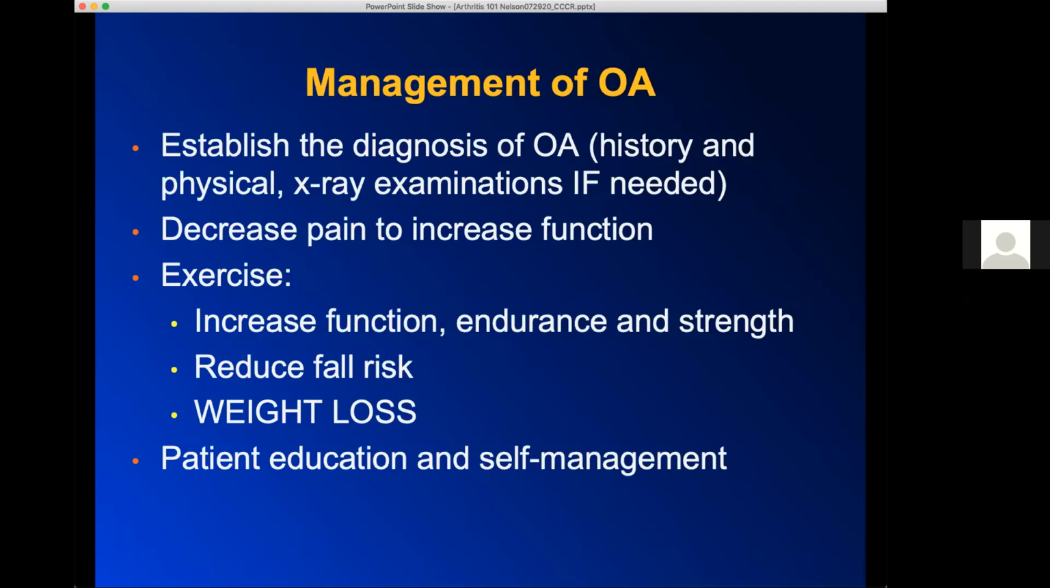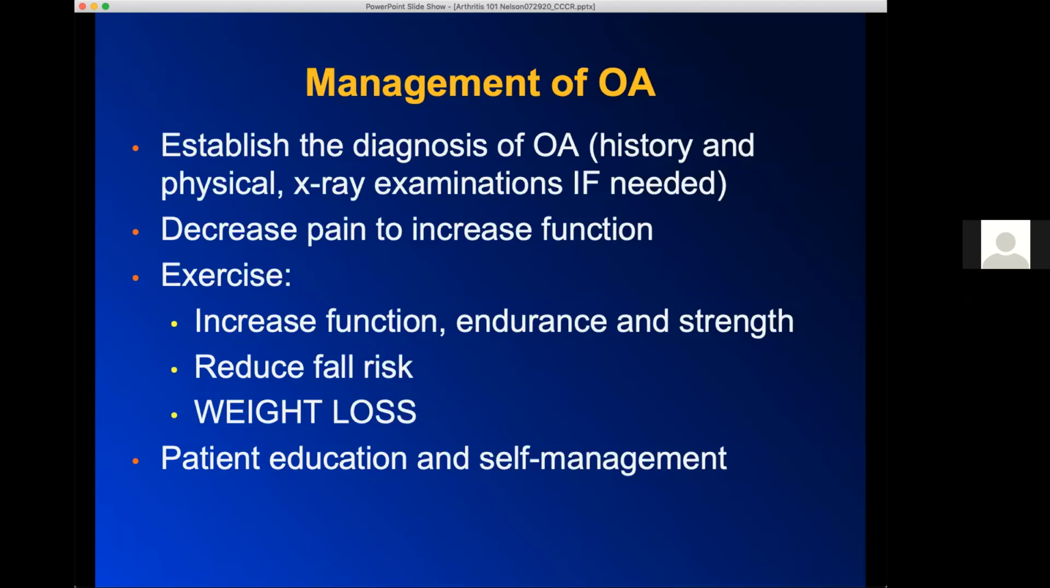Well, first we have to figure out they have it and explain it to the patient and how it differs from some of the other things we're going to talk about. We want to decrease their pain to improve their function. Exercise is really a key intervention. I'll show you that again in a minute. It really improves function, increases strength, reduces pain, reduces fall risk. It does everything we want it to do to improve osteoarthritis function.